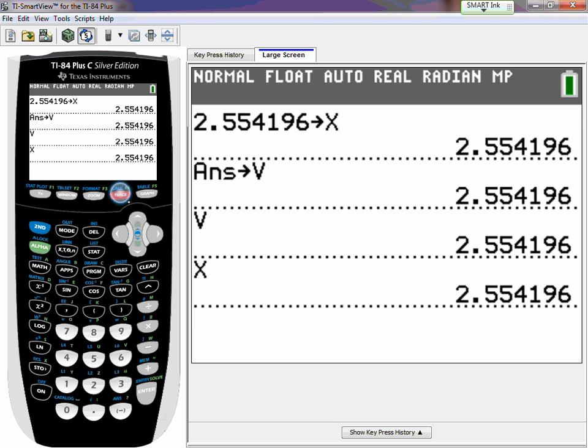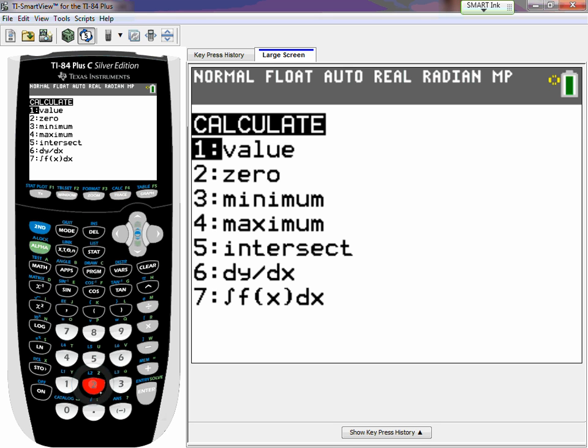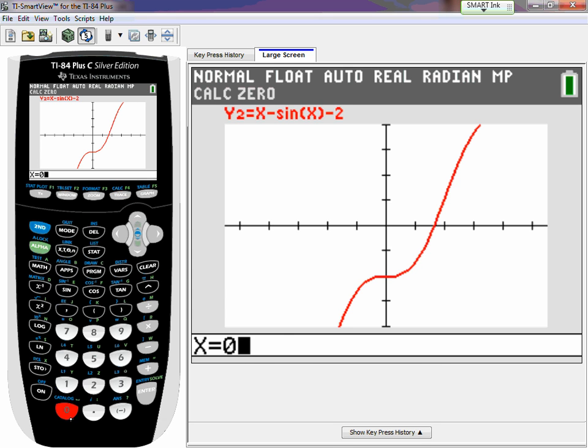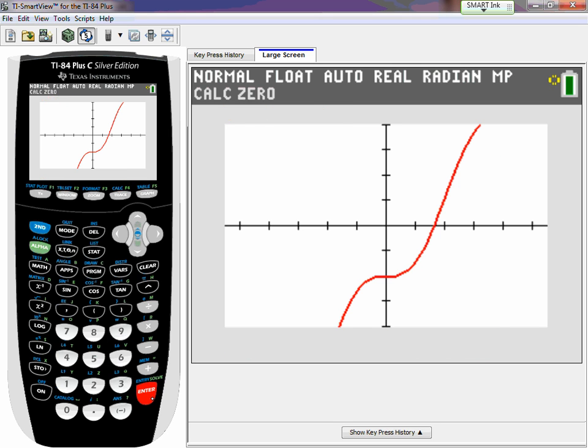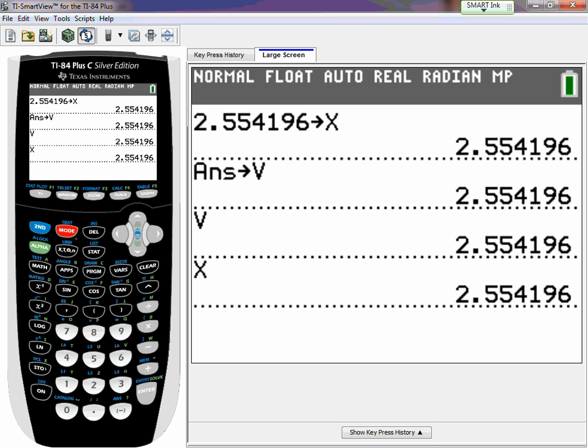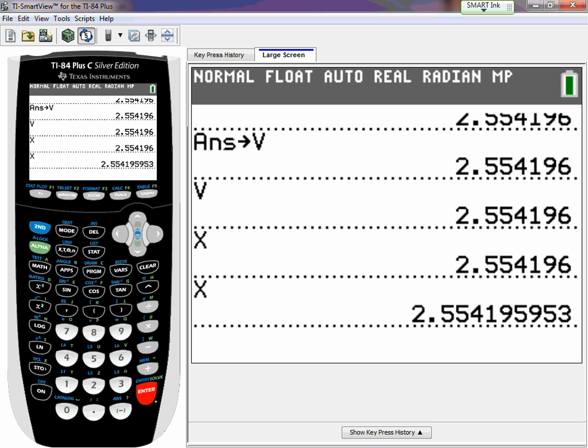Whoops. Let me try again. Zero. Left bound. Right bound. So when it finds that, it automatically assigns that to your x value. So when I quit and go to my home screen and just type in x, it'll automatically have that from your graph. So that's pretty nice that you don't have to worry about sorting that in. But you're welcome to just type this one.